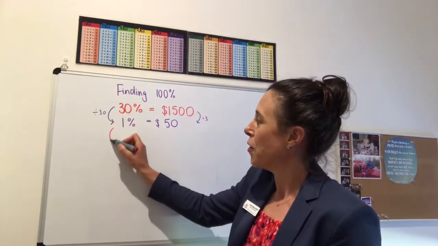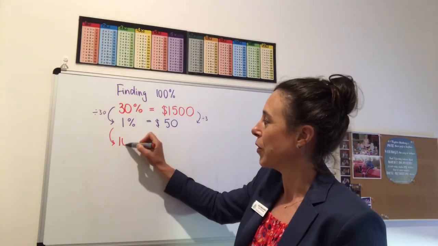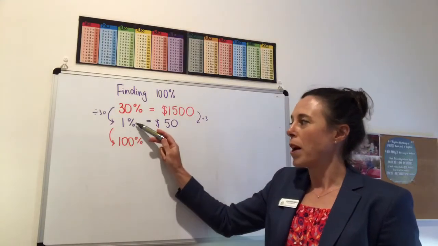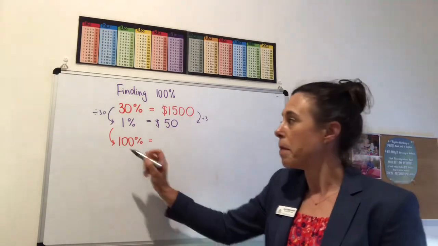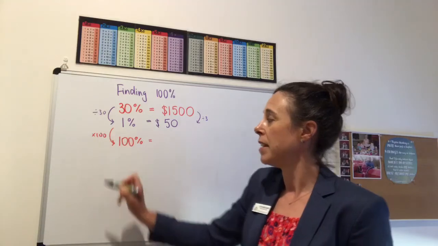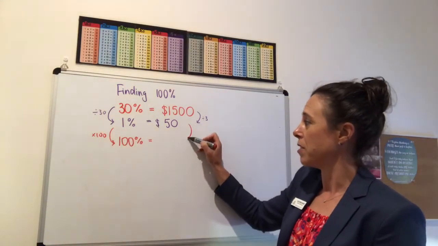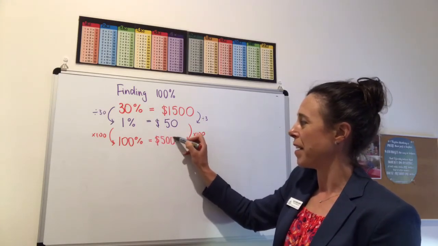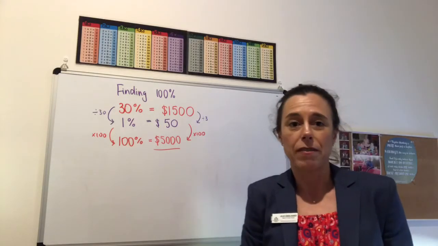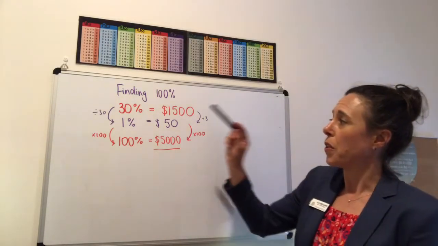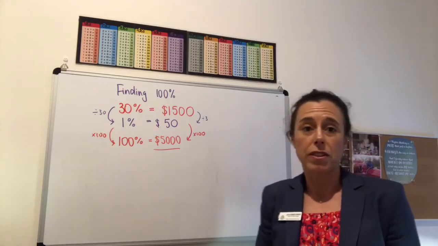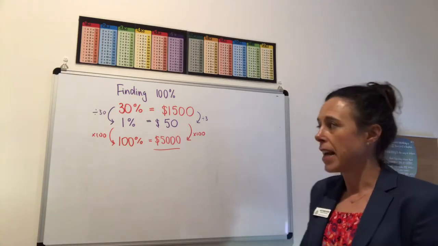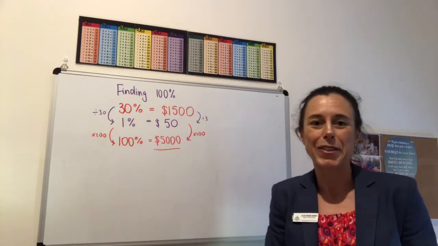So over here we are now going to go 100% is equal to. So what are we doing from 1% to get to 100? We're going to multiply by 100. And if we do that here, we also need to do it over here. So we end up with 5,000 is our 100% value. So in this scenario, we were told that if 30% is 1,500, what's the full amount? Well, the full amount is 5,000. Okay, one more of these and then I will let you do some practice of your own.